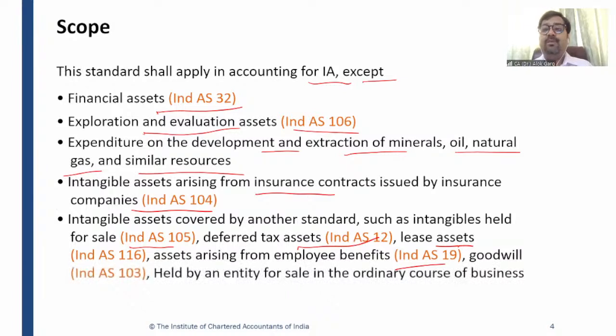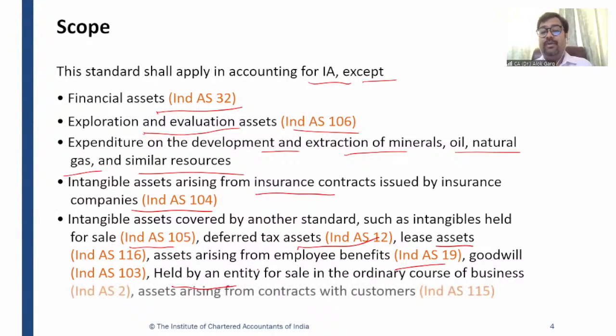Goodwill arising from business combination. When a company is acquiring another company, they have a goodwill, right? Why? Because they have paid 100 rupees for acquiring this company and the value of the net assets is 80 rupees. So this 20 rupees is goodwill arising in the business combination, right? Held by an entity for sale in the ordinary course of business, which is covered under Ind AS 2, right?